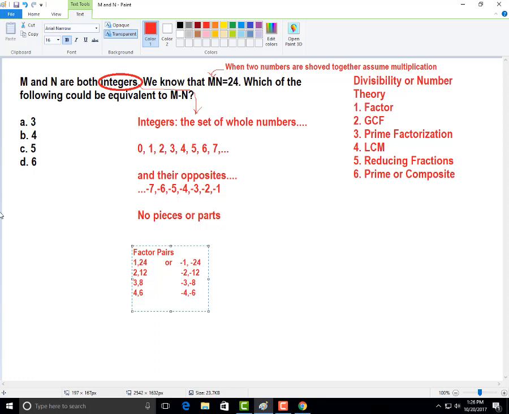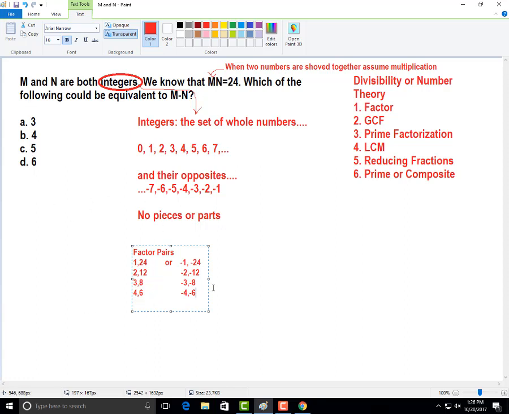Now I'm looking for which one of these, let me start again. Let's read the final question. Look what I'm looking for. It says, which of the following could be equivalent to m minus n? So the idea here is I'll take the factor pair and I'll subtract them. Well, let's think about it. If I subtracted here, like 1 minus 24, I would get negative 23. Or I could do it the other way around. 24 minus 1 is 23. That is not from my list.